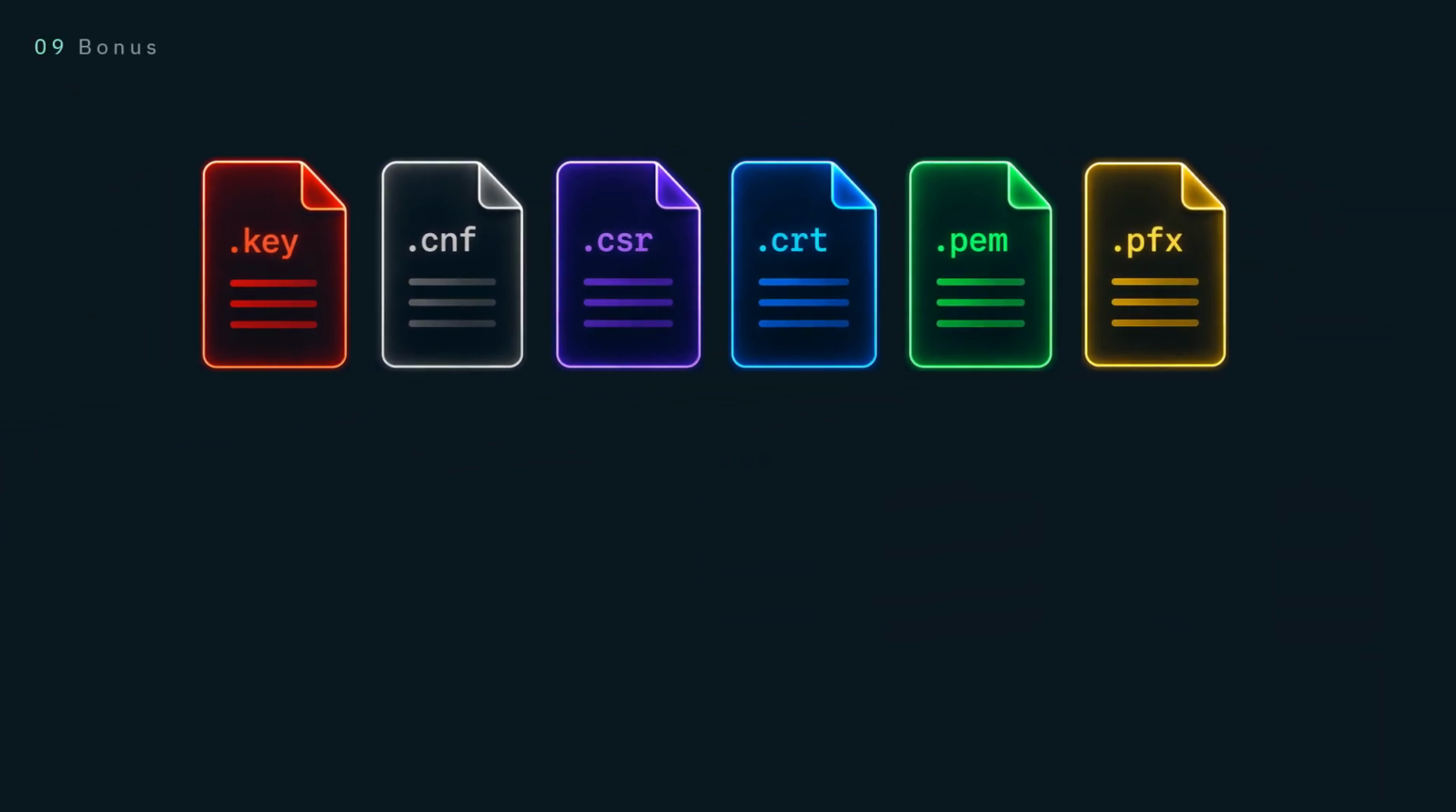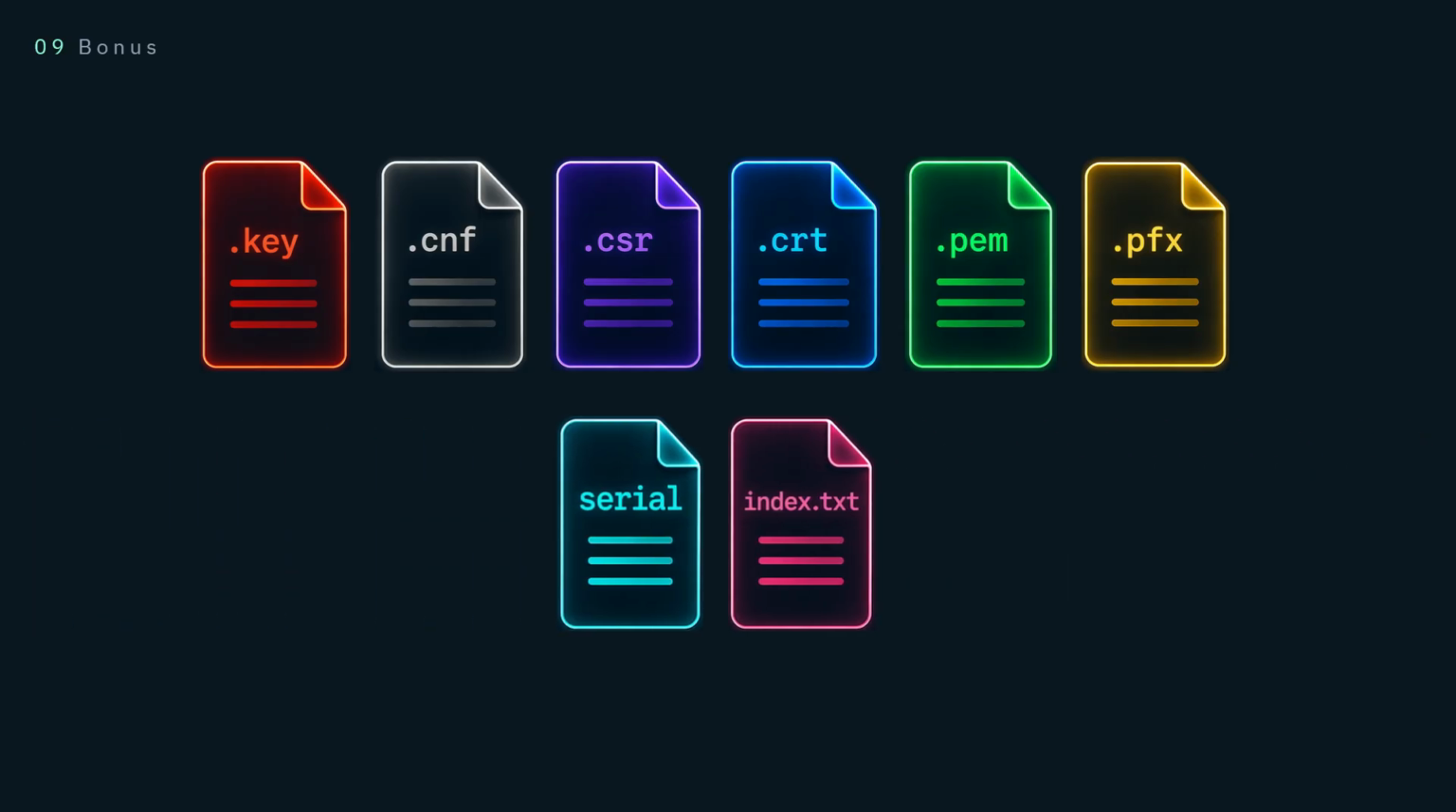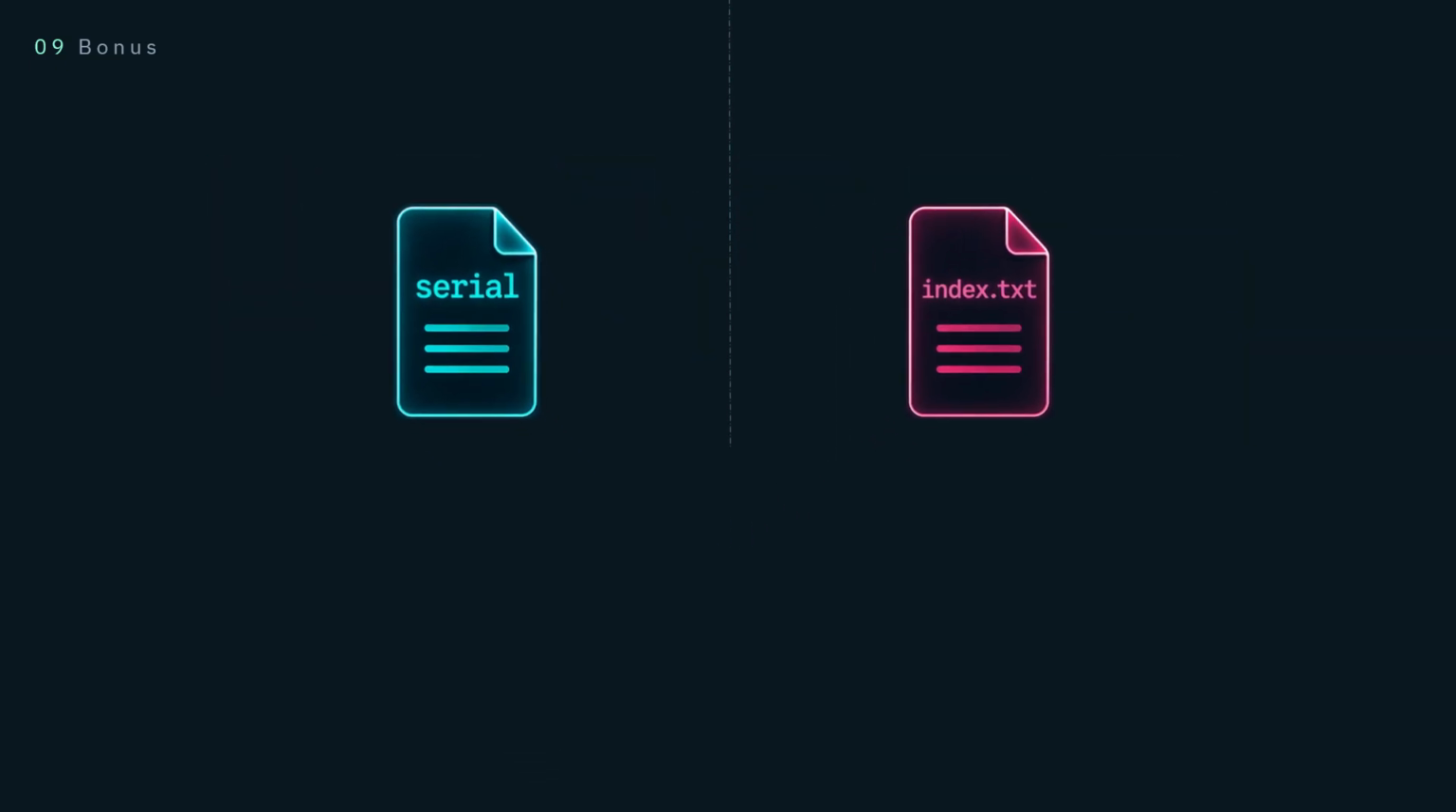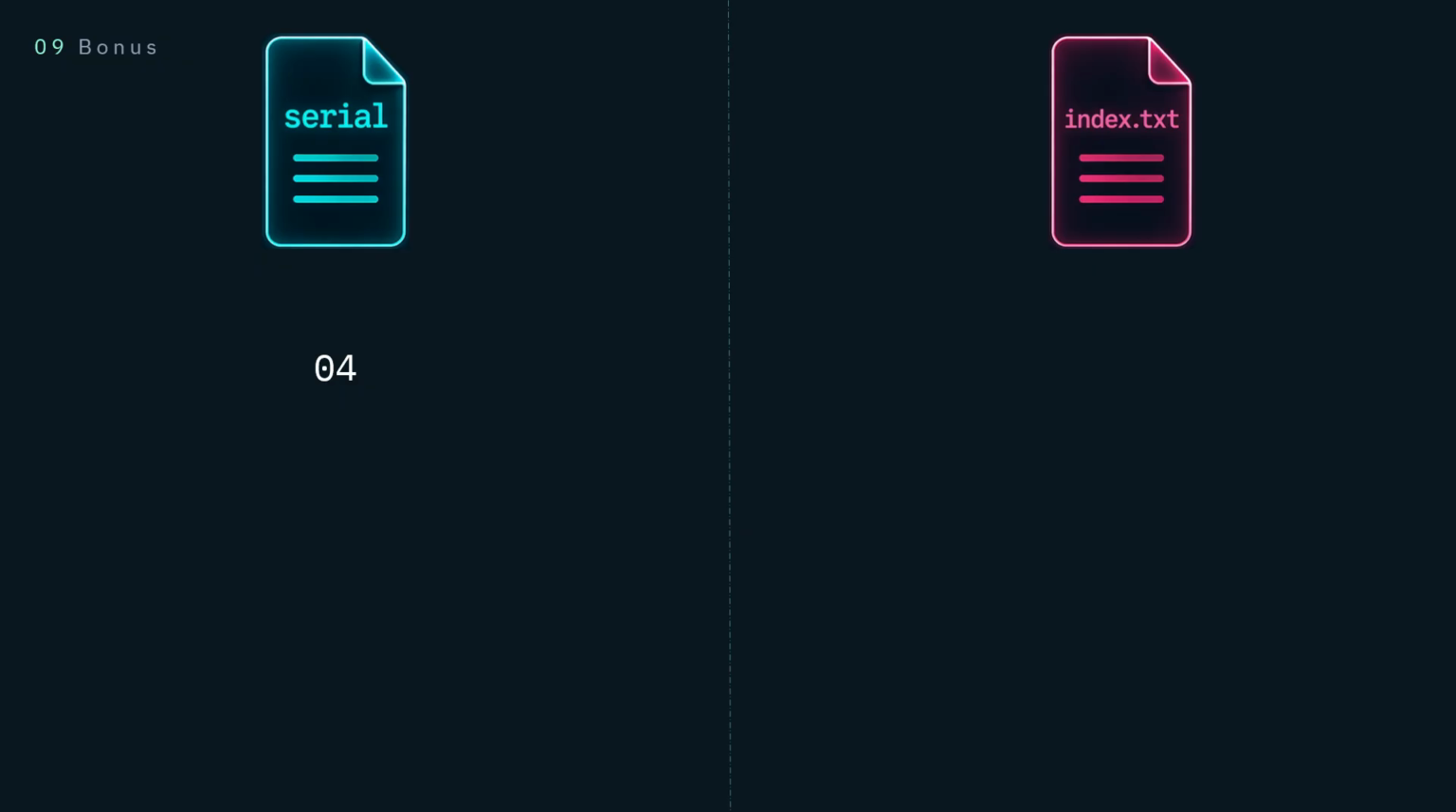Now, before we close out, I want to show you two files that nobody talks about, but you will definitely run into if you are running your own certificate authority. Consider this a bonus. The first one is the serial file, and it is probably the simplest file in this whole video. It is just a file that contains a single hexadecimal number. That's it. But that number is important. Every time OpenSSL signs a new certificate, it reads this file, assigns that number as the certificate serial number, and then increments it for the next one.